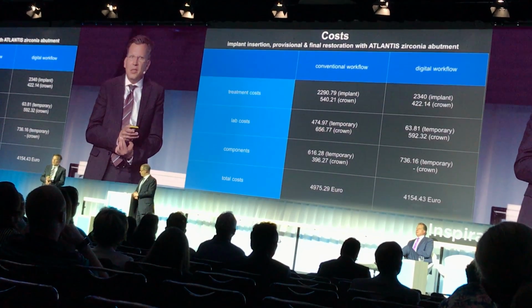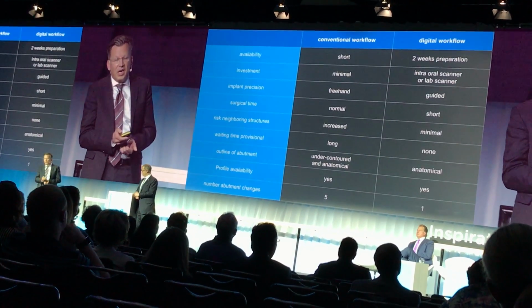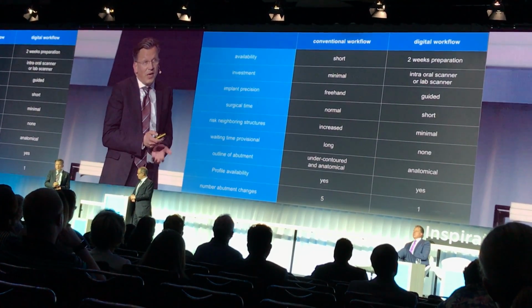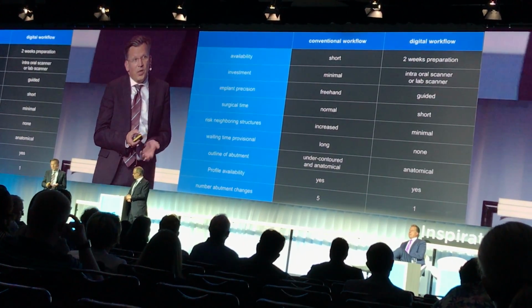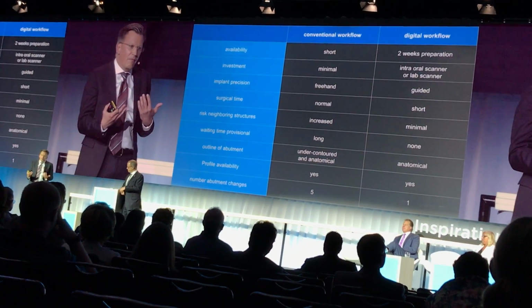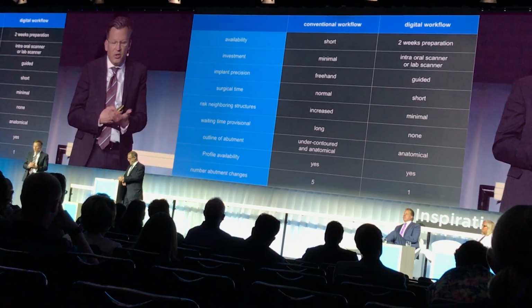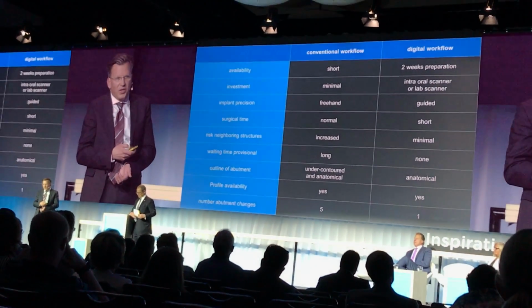So, the main disadvantages are that we have to choose at the time of implant placement already our final abutment. We cannot choose between an undercontoured and a fully anatomical abutment, but we have the major advantage of one abutment, one time.